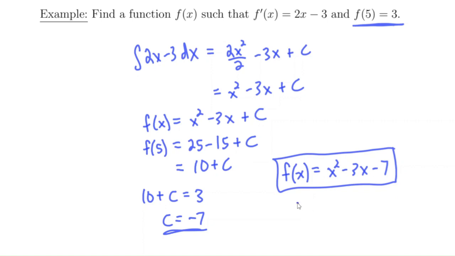Notice we can check our work. What is f prime of x? Right? F prime of x is 2x minus 3, right? So we found our function f of x such that f prime of x is 2x minus 3. And you can check that f of 5 is equal to 3. Plug in 5 here, and you'll see you end up getting 3.